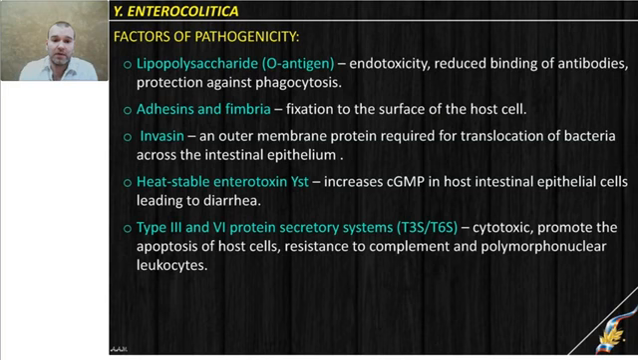If we talk about the virulence factors of Yersinia enterocolitica, it also has lipopolysaccharide or O antigen, with the same functions as in previous bacteria. Yersinia enterocolitica has a number of adhesins and fimbriae which are required for fixation to epithelial cells of the human intestine. It can produce a unique protein known as invasin, as is obvious from the name. It allows bacteria to penetrate the intestinal epithelium, and it is located on the surface of the membrane.